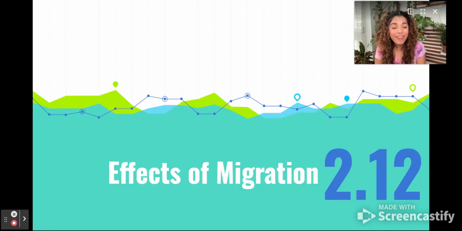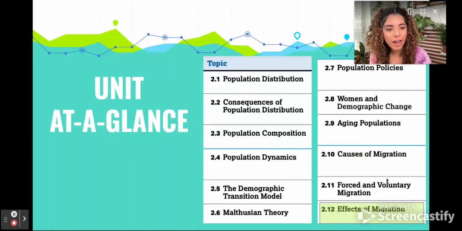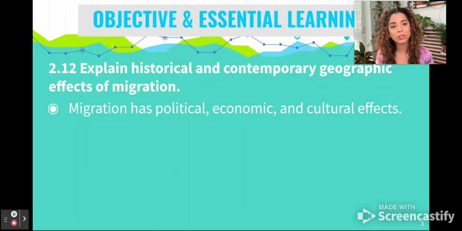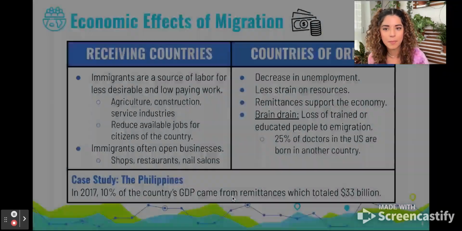Y'all, we are on the last objective for Unit 2. Today we're taking a look at effects of migration. For us, it's the last one, last objective. Awesome. So for today, we're looking at historical and contemporary geographic effects of migration, using ESPN to examine this.